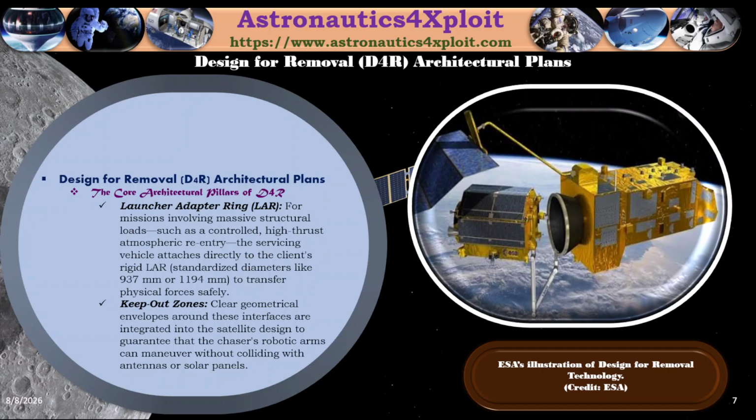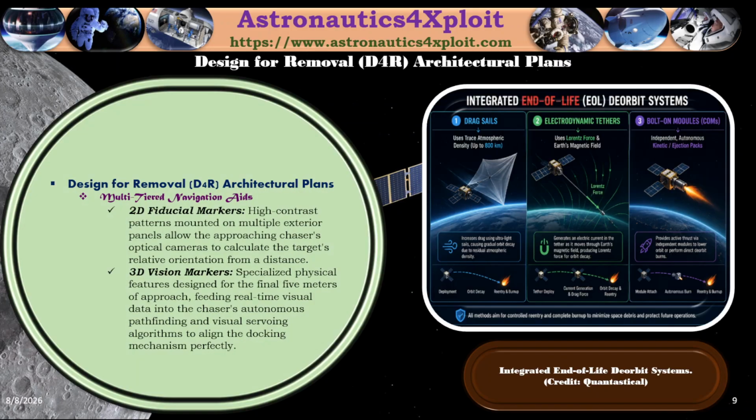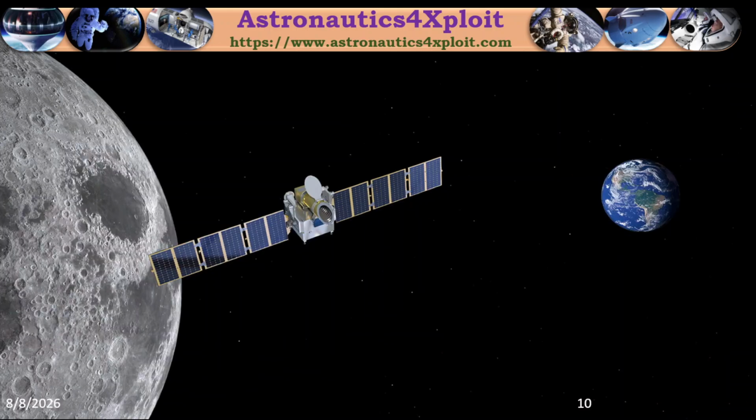Core architectural pillars of design for removal are as follows: launcher adapter ring, keep out zones. An illustration of design for removal is shown in this picture. Multi-tiered navigation aids. Before a chaser satellite can capture a target, it must precisely track its location and rotational movement. Design for removal breaks this guidance, navigation, and control pipeline into distinct passive spheres. The orbit mission idea is illustrated in this picture. 2D fiducial markers and 3D vision markers are also navigation aids. An integrated end-of-life deorbit system is shown in this picture.